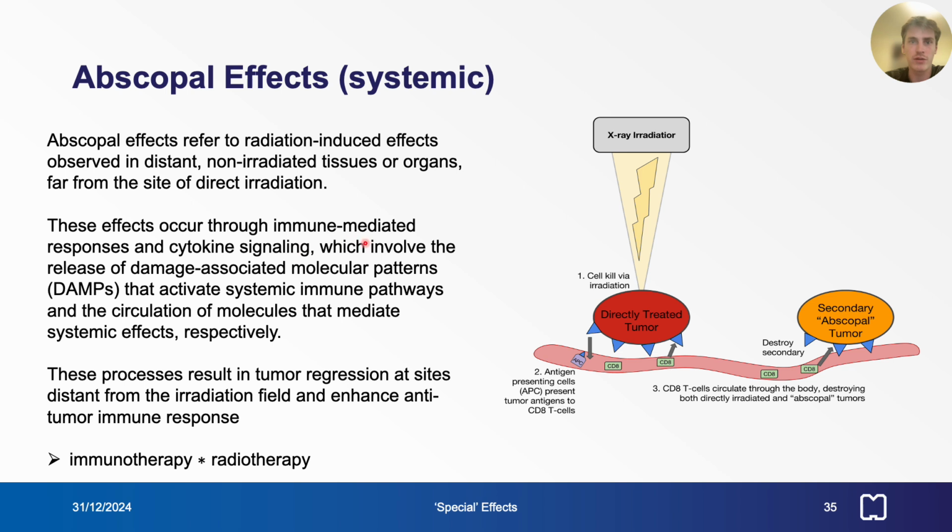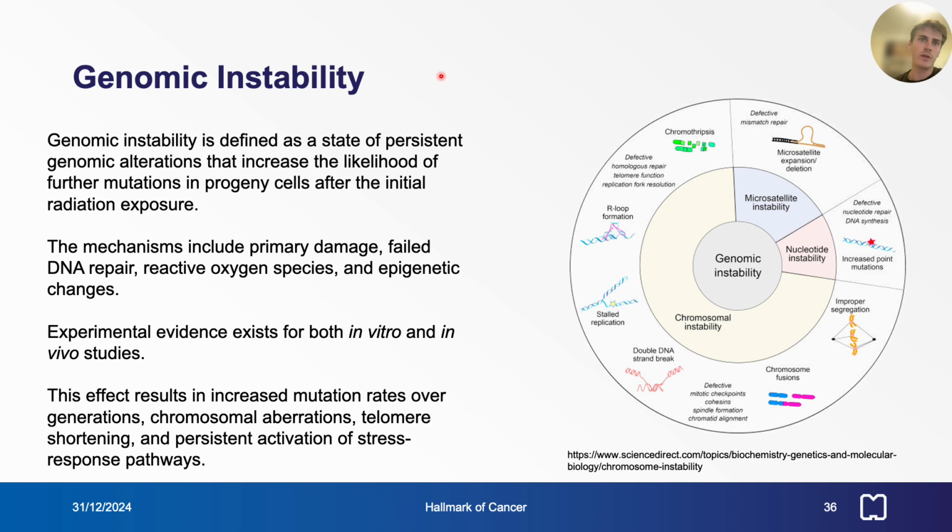These effects occur through immune-mediated responses and cytokine signaling, which involve the release of damage-associated molecular patterns, or DAMPs, that activate systemic immune pathways and the circulation of molecules that mediate systemic effects. These processes result in tumor regression at sites distant from the irradiation field and enhance anti-tumor immune response. This is especially important in the context of combined immunotherapy and radiotherapy. Those two effects are spatial effects.